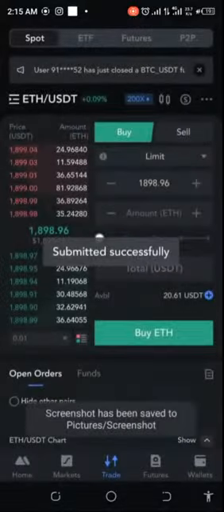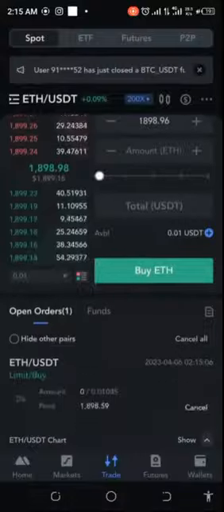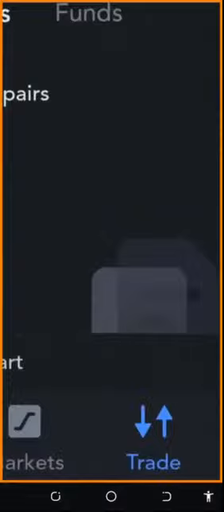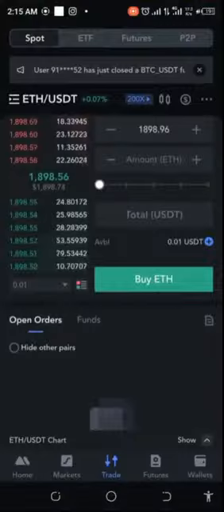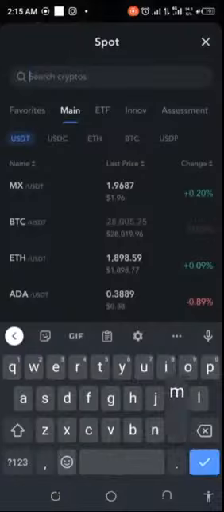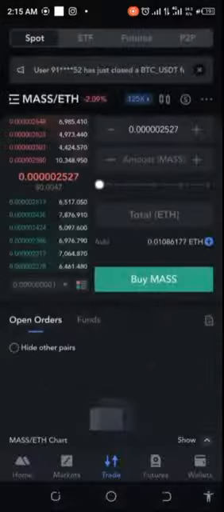Okay, and I guess we're actually in the queue. Why are we in the queue? I thought, oh, good, it sold. It sold immediately. Okay, so now that it's sold immediately, let's quickly go over to our mass ETH. Okay, mass ETH. That's what we want to buy right now.